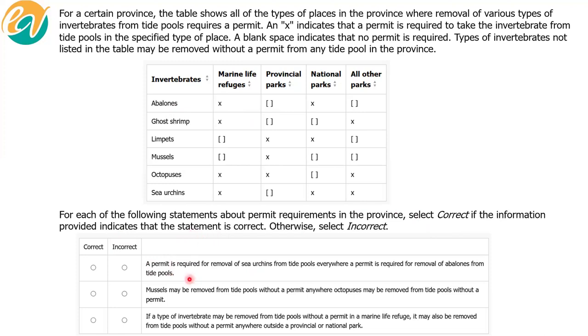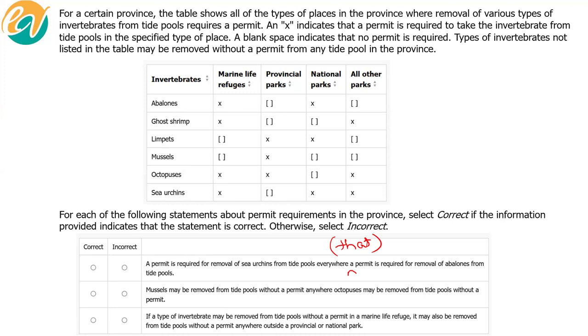Now select correct if the information provided indicates that the statement is correct. A permit is required for removal of sea urchins from the tide pools everywhere. So basically everywhere, that is implied here. Everywhere that a permit is required for removal of abalones from tide pools.